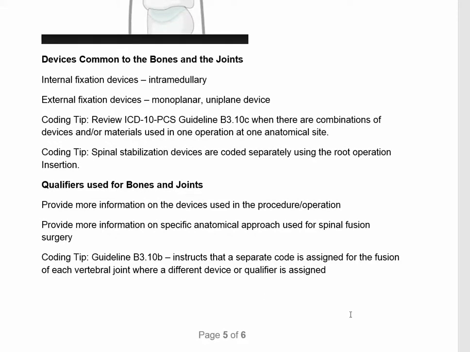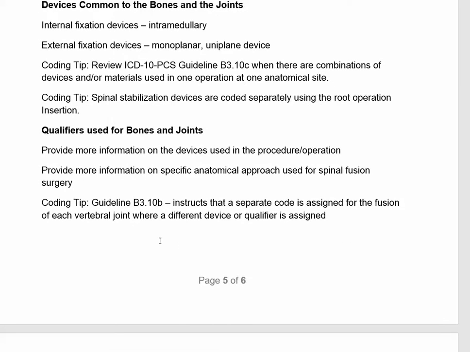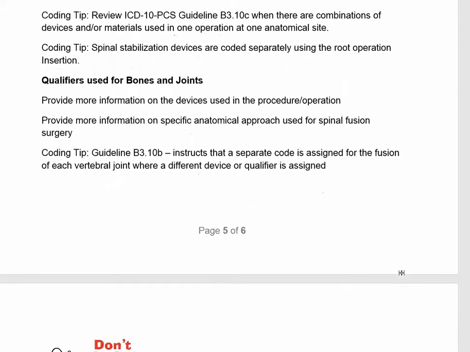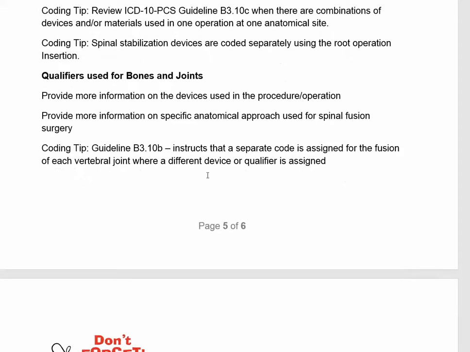We also will use the qualifier value at times in this particular area of coding on bones and joints. Guideline B3.10b identifies that a separate code is assigned for the fusion of each vertebral joint, where a different device or qualifier is assigned.